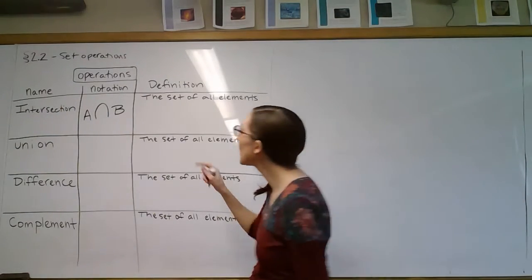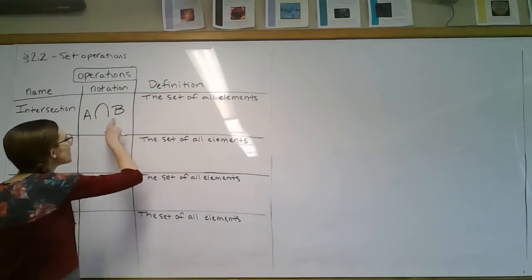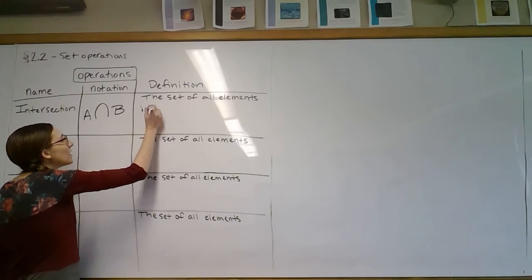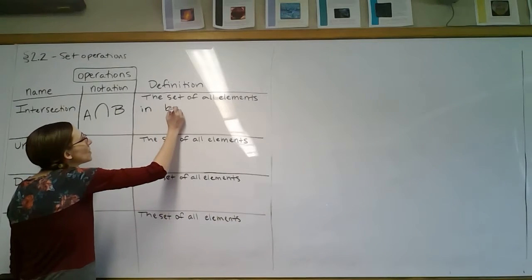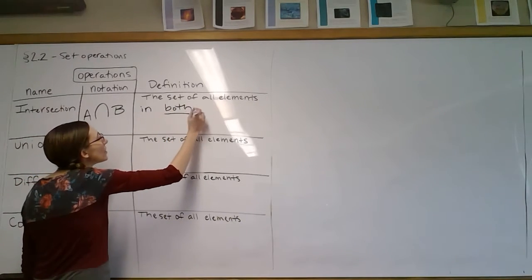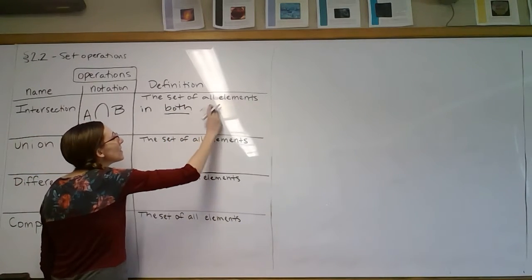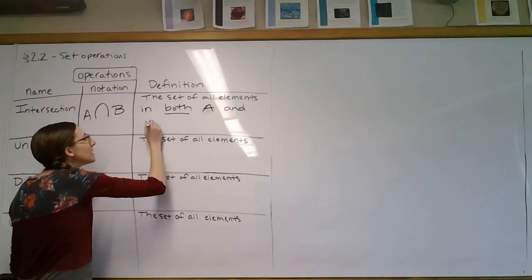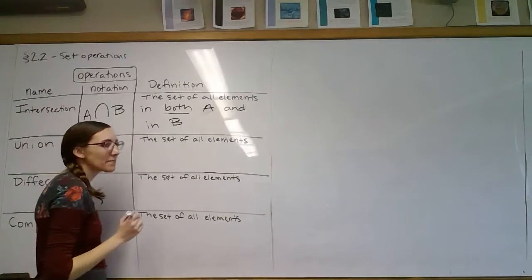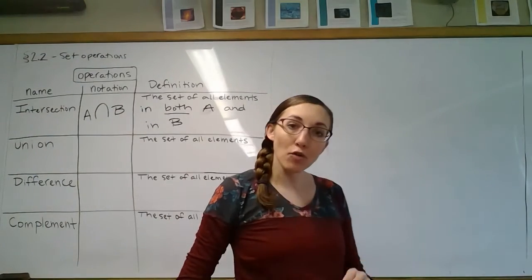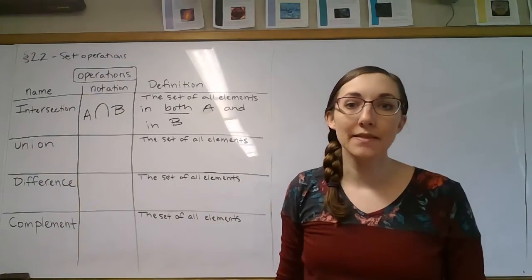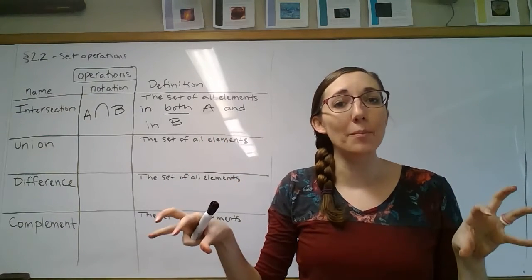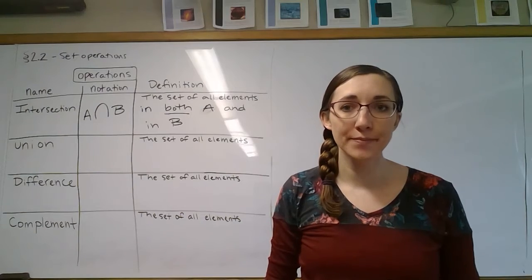The definition is the intersection, A intersect B, is the set of all elements in both A and in B. It's the overlap. It's the set of elements that are in both of the sets. So the elements common to the 2.